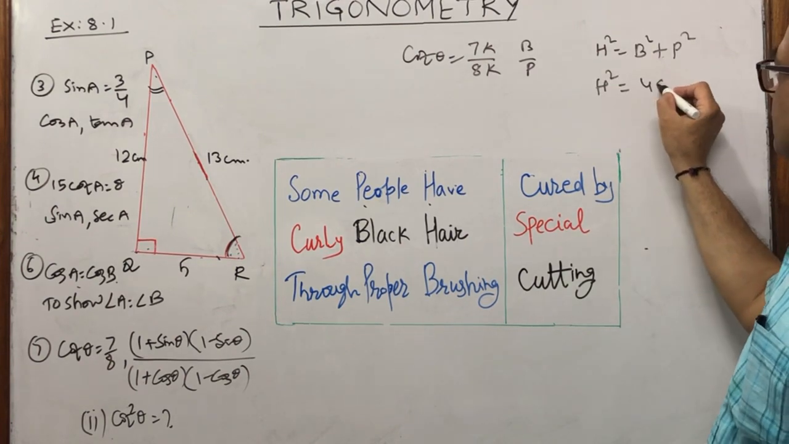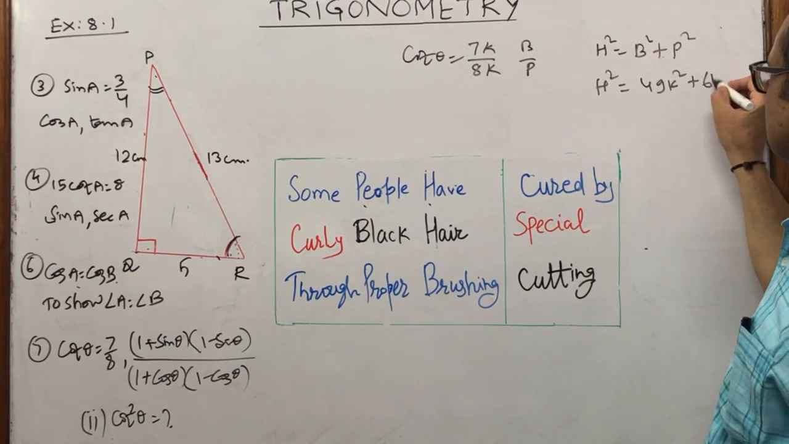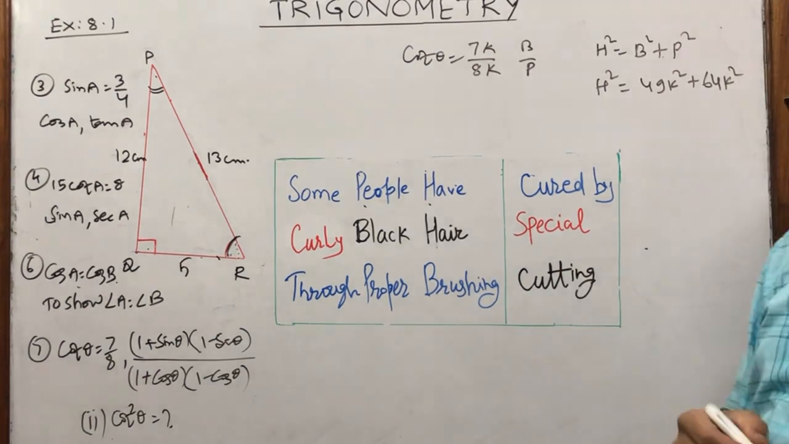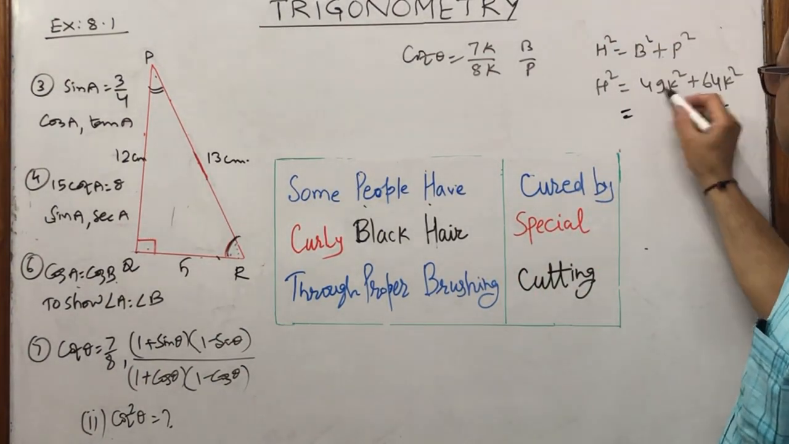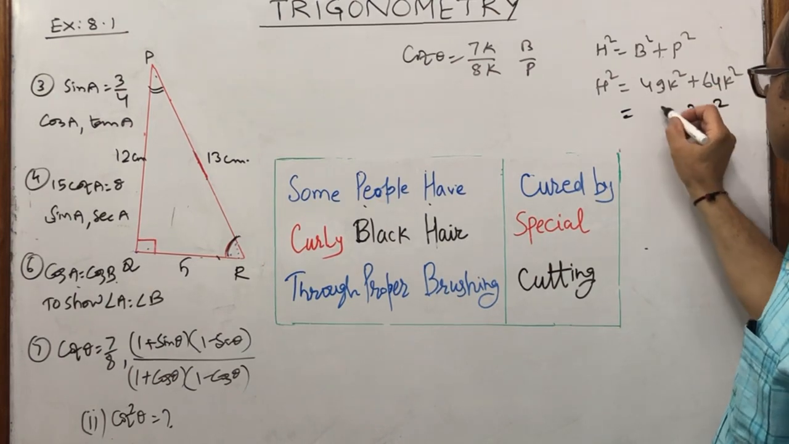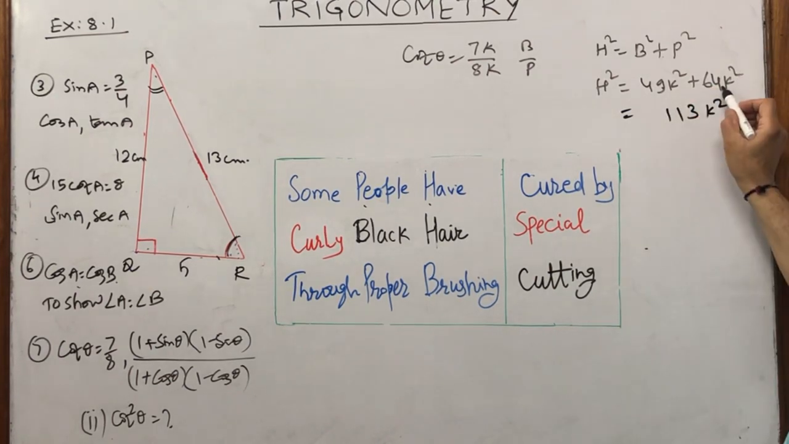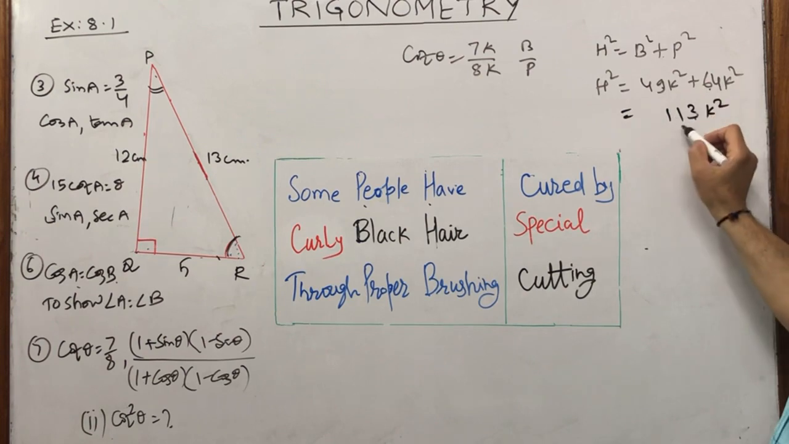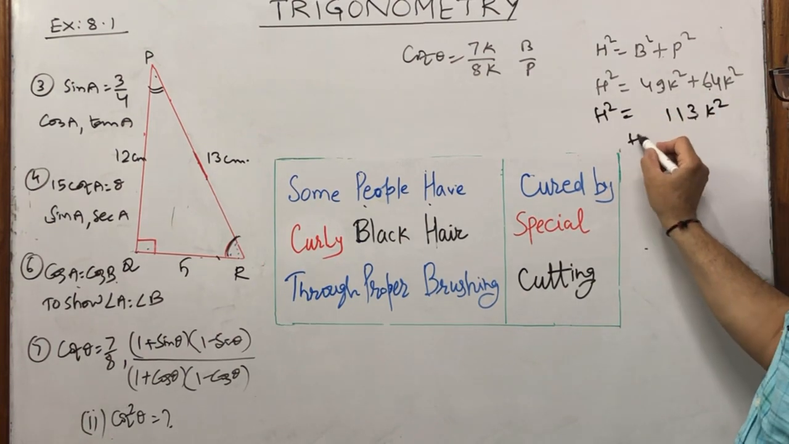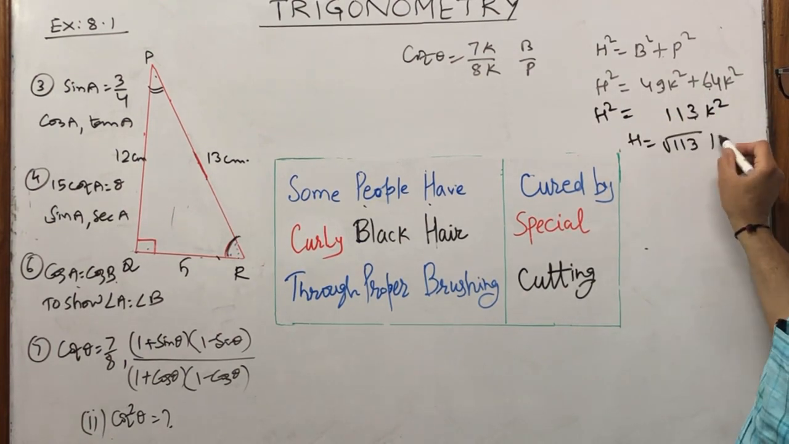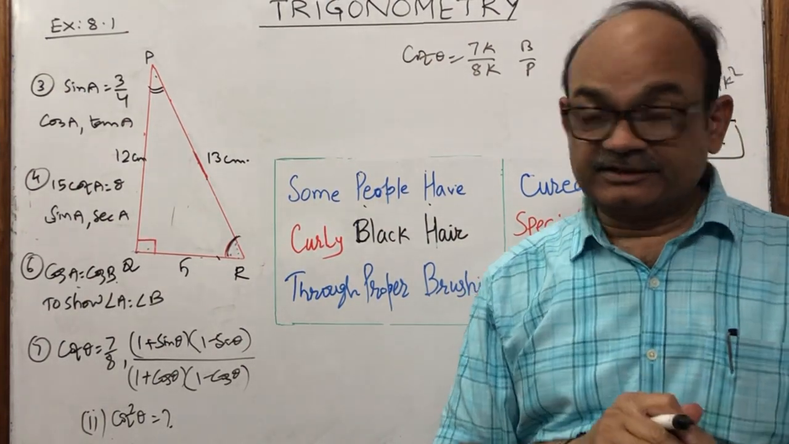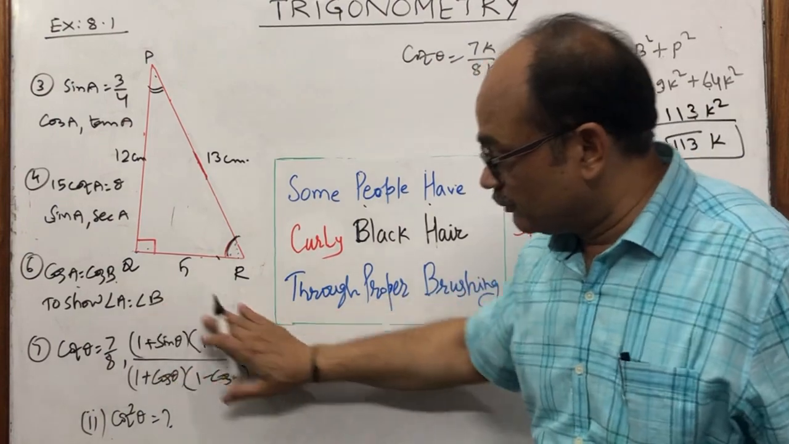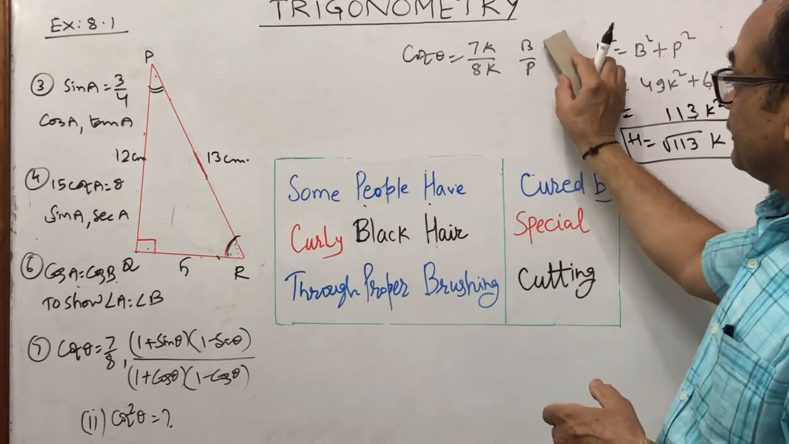B square plus P square. What are we getting? K square common. 113. Check it again. 113 K square is H square. So H is what? Root 113 K. H is root 113 K. And we want to calculate the value of this expression given to you.